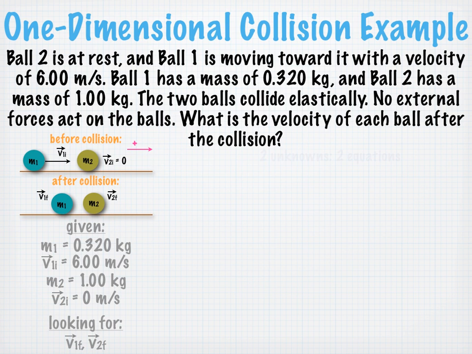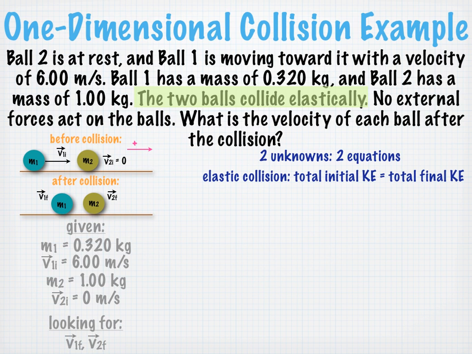Since we have two unknowns, we need two equations now. There are two clues in the problem that can lead us to these two equations. The first is that the two balls collide elastically. An elastic collision means that the total kinetic energy of the system before the collision is the same as the total kinetic energy of the system after the collision.